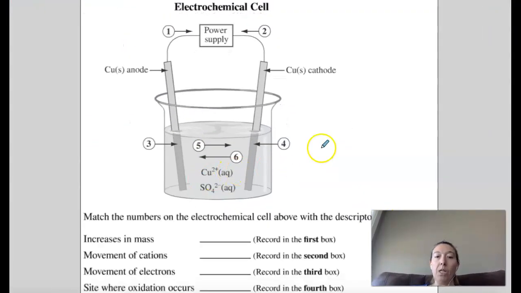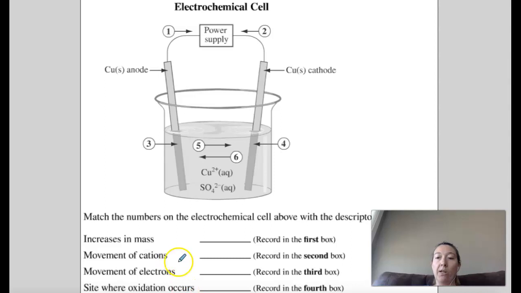Okay, so here is a numeric response question. We'll work through this, and I think that'll probably be the last one that I do, and then I'll leave those other questions for you guys to practice. So we have this electrochemical cell. It says match the number on the electrochemical cell above with the descriptors below. So increases in mass, movement of cations, movement of electrons, and site where oxidation occurs.